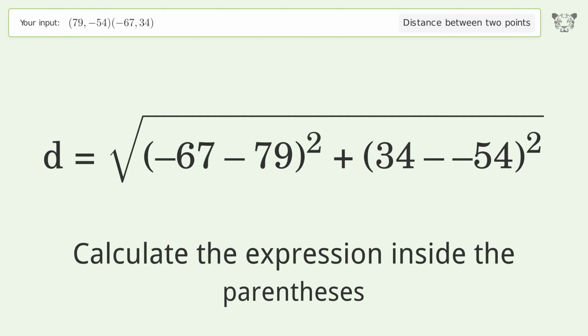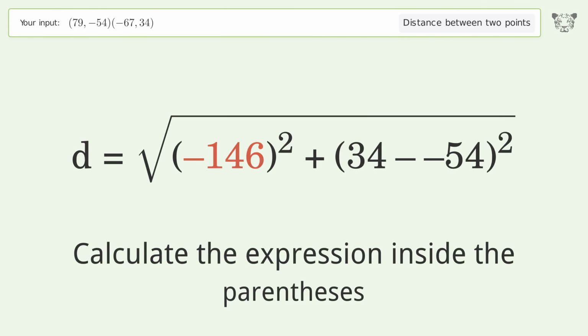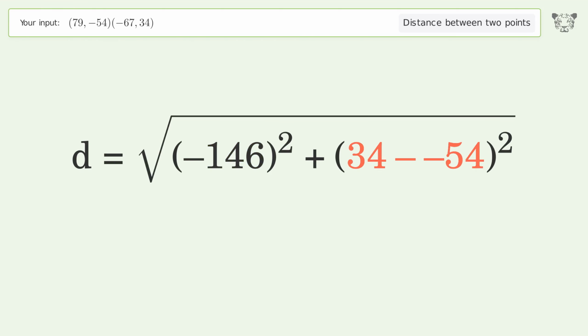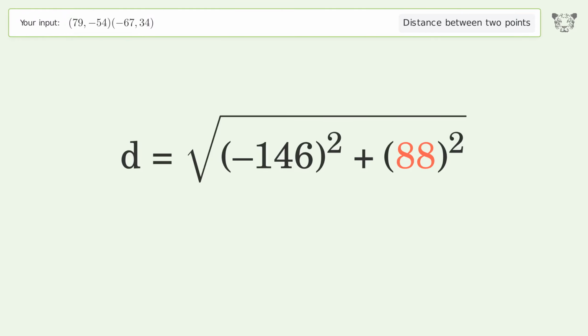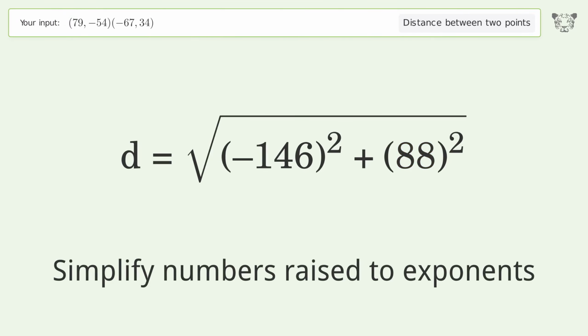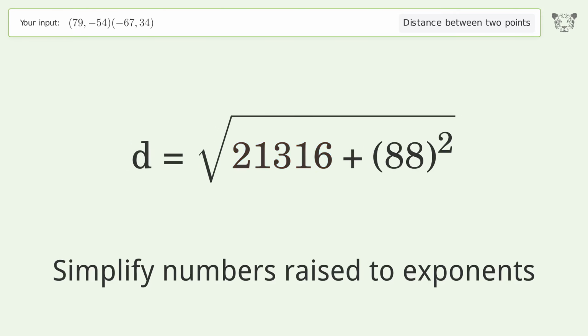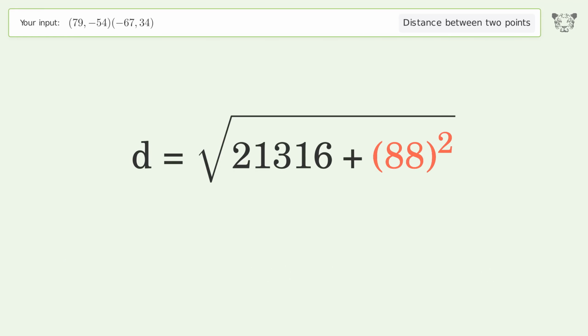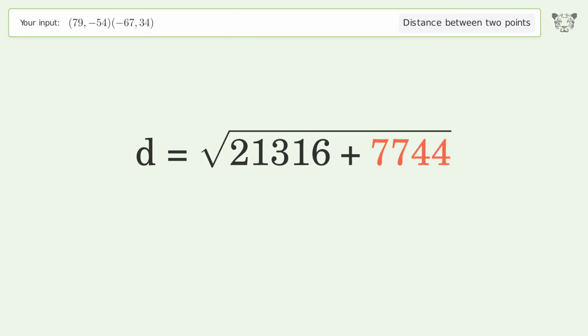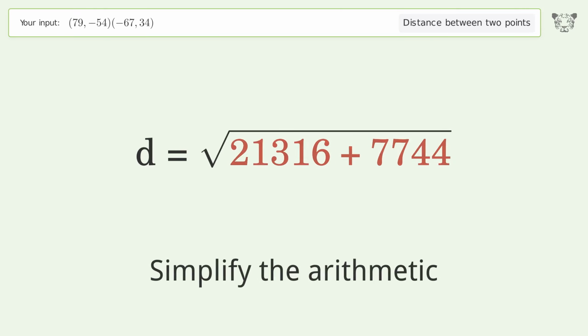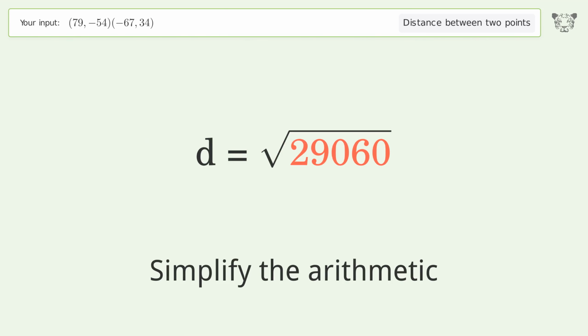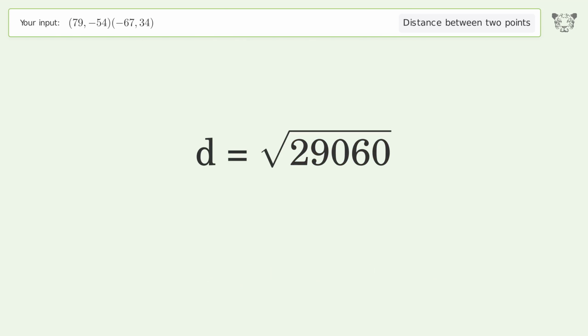Calculate the expression inside the parentheses. Simplify numbers raised to exponents. Simplify the arithmetic. And so the distance between the 2 points is the square root of 29,060 or 170.47.